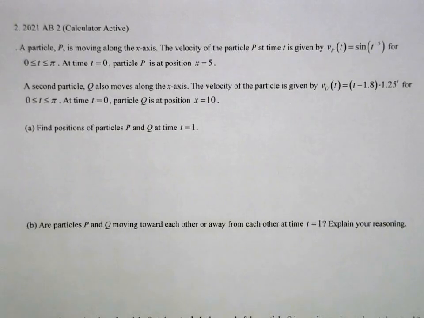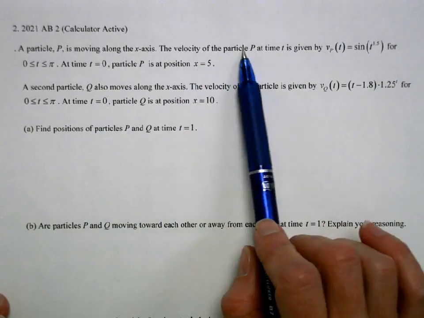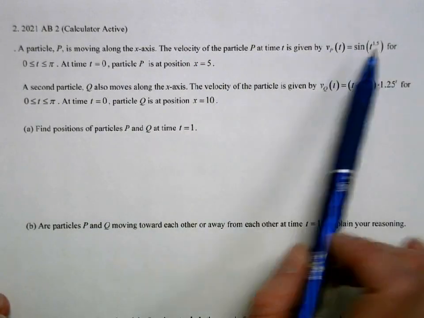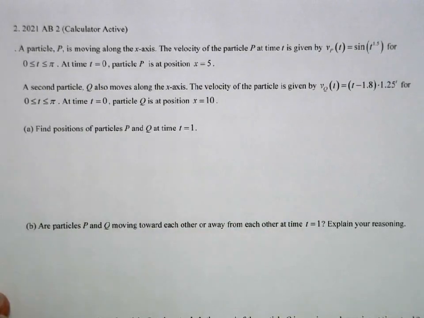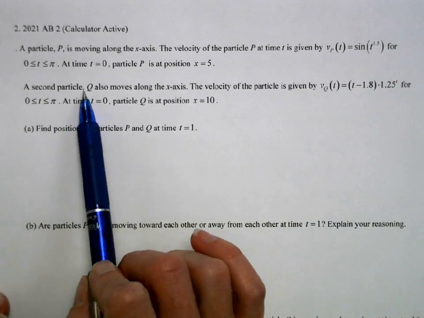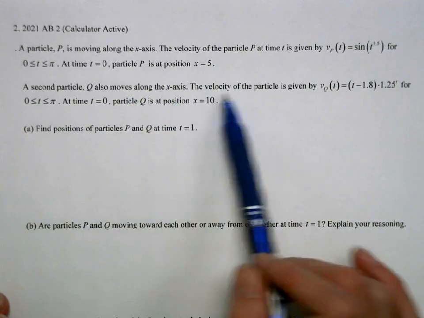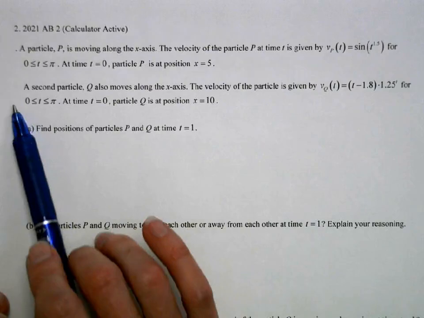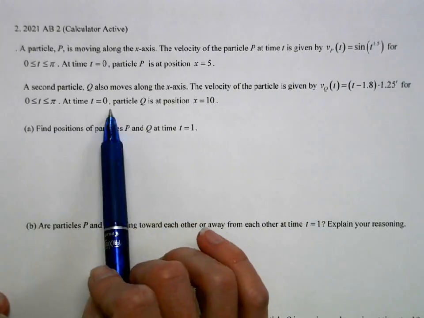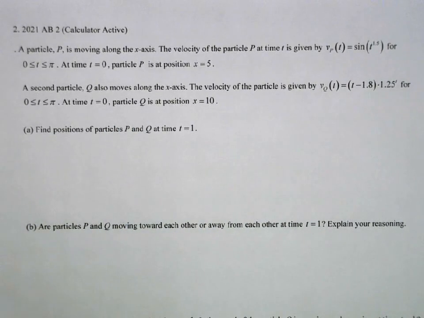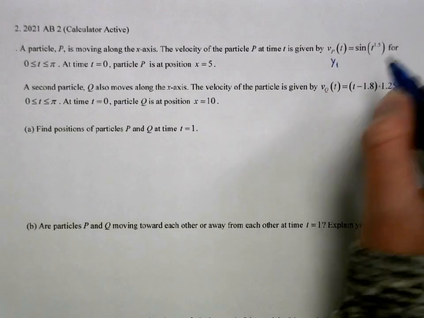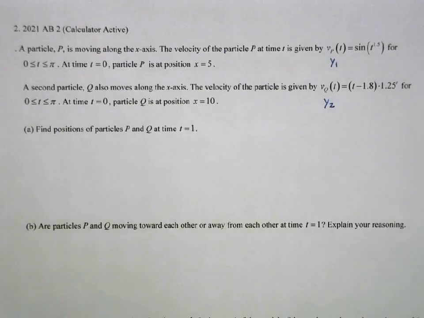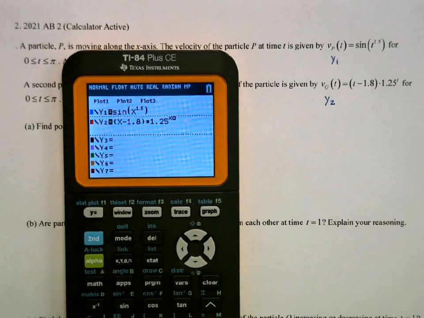All right, our next example, a particle P is moving along the x-axis. The velocity for particle P is given by this equation, for 0 to pi. At t equals 0, particle P is at position 5. A second particle Q also moves along the x-axis. The velocity of that one is this equation, from 0 to pi again. At t equals 0, Q is at position 10. So I'm going to take a minute here and enter both of those into my calculator, putting this in y1, and I'll put this in y2. Okay, so we've entered in our equations.